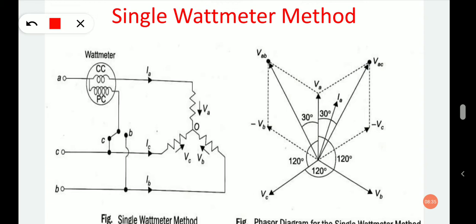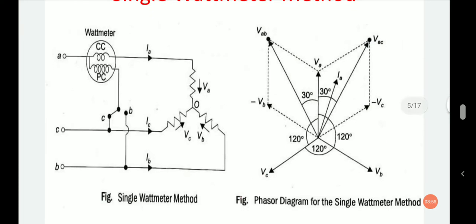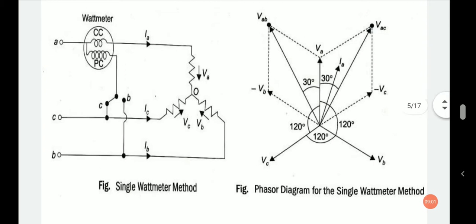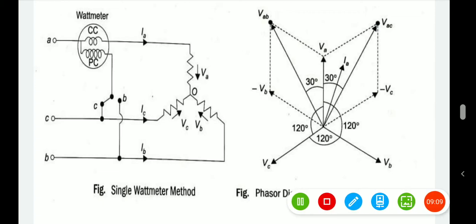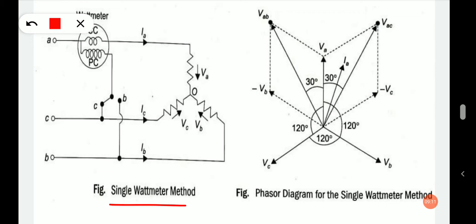So two figures are given on the screen. The left side figure is for the single wattmeter method, and on the right hand side the figure shows the phasor diagram for the single wattmeter method. So we will discuss about this. The left side figure is for single wattmeter method.